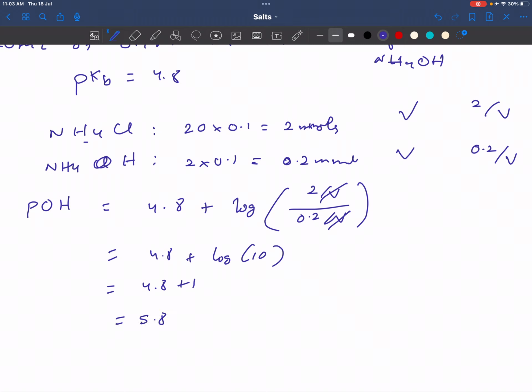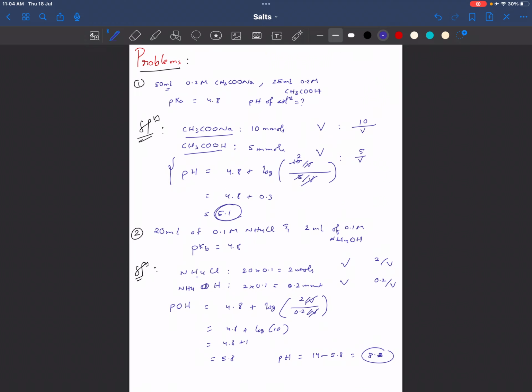But we want the pH. pH equal to 14 minus POH. 14 minus 5.8, which is 8.2. 8.2 is the pH.